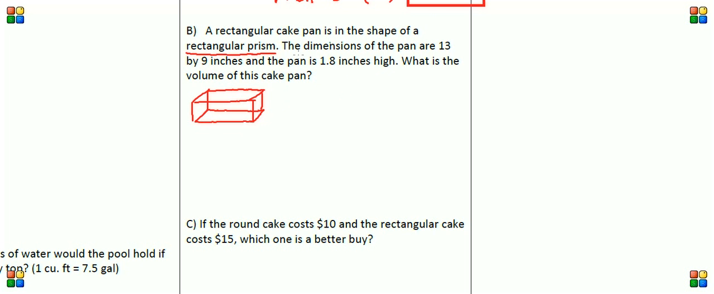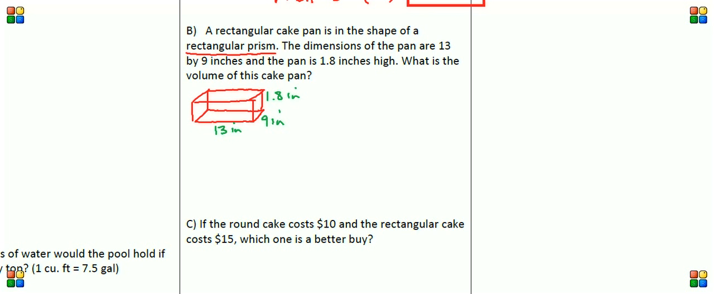Here are our dimensions. They told us that the dimensions of the pan are 13 by 9. It makes sense that I'll label this one 13 inches. But it doesn't matter. I can put this one as 13 as well, but it makes more sense because that looks like the longer edge. So 13 by 9, and then we have a height of 1.8 inches.